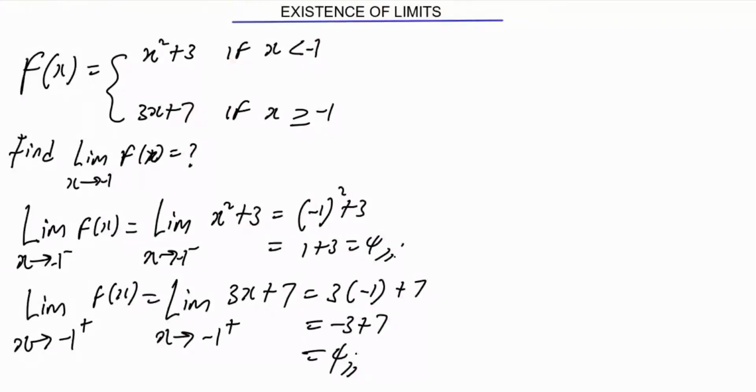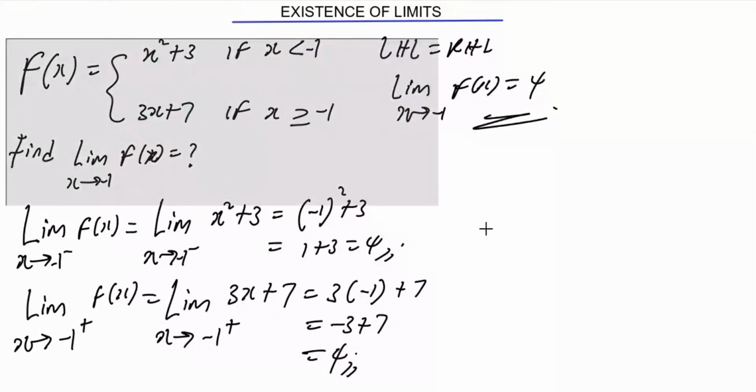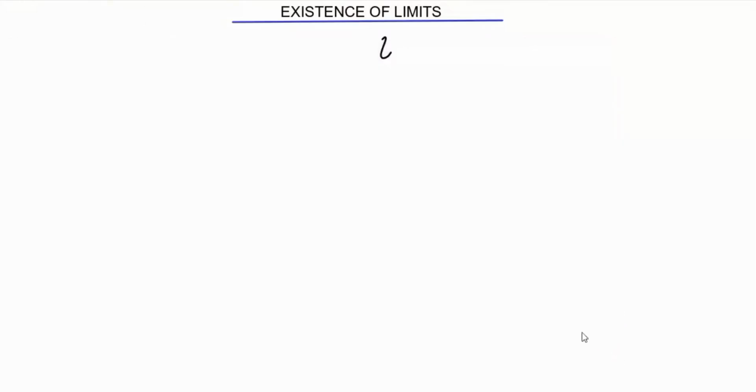So you can see, the left hand limit is equal to the right hand limit. And therefore the limit as x tends to negative 1 of f of x is equal to 4. That is correct. Now, all these are straightforward. Let's move to stage 2.